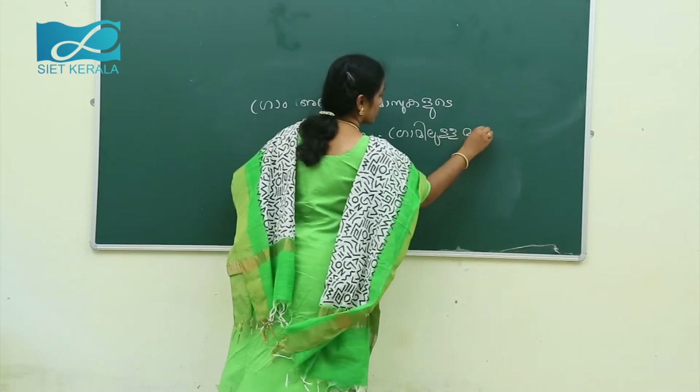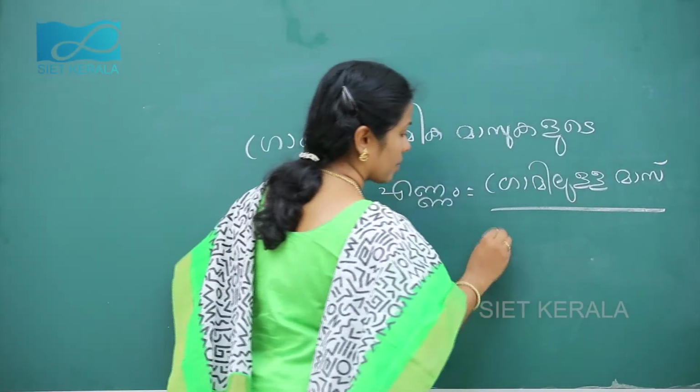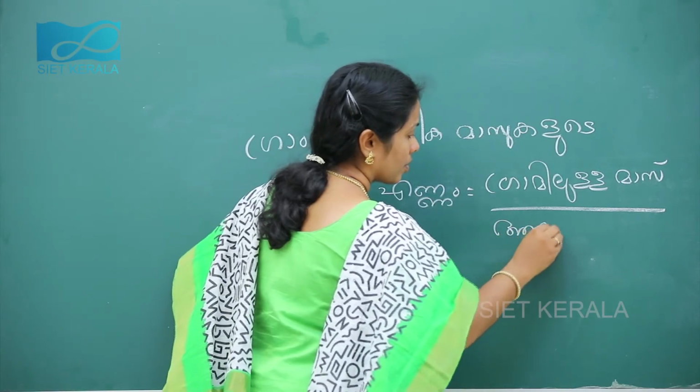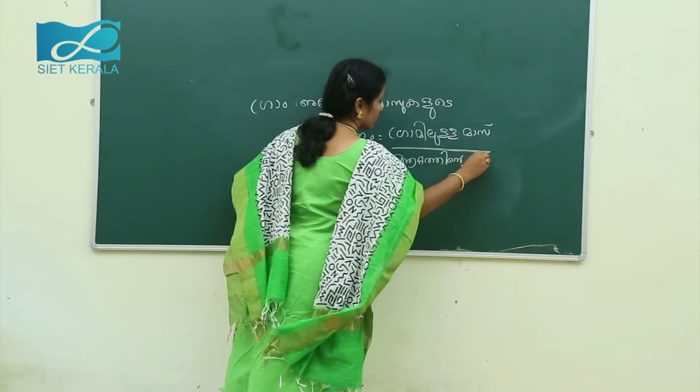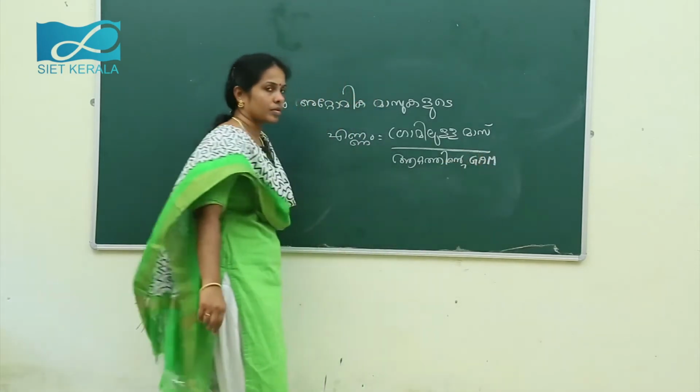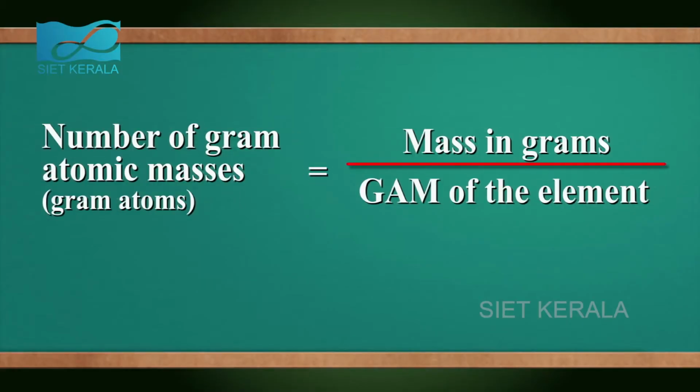Thus, we can find the number of GAM corresponding to a certain mass of the element and the number of atoms present in it. Number of GAM is equal to mass in grams divided by GAM of the element.